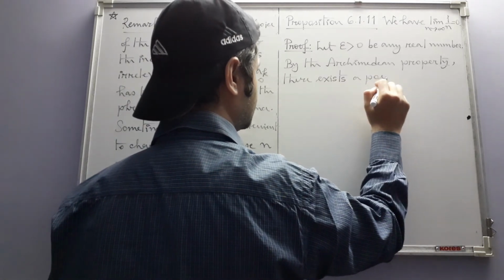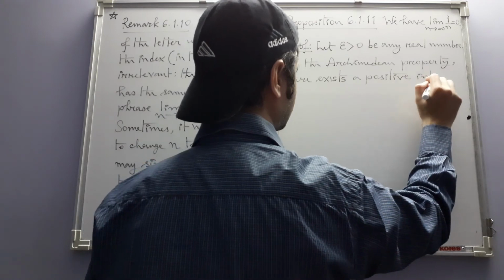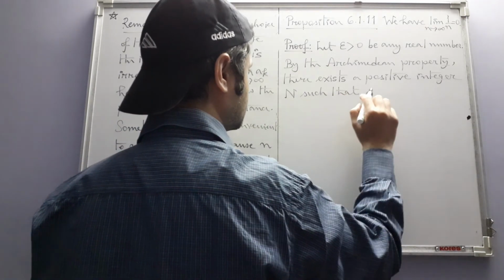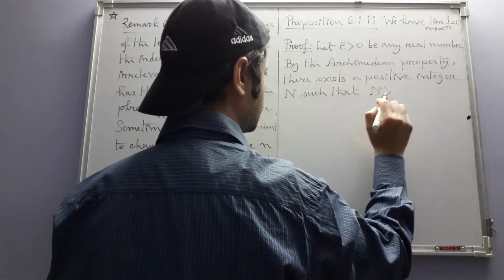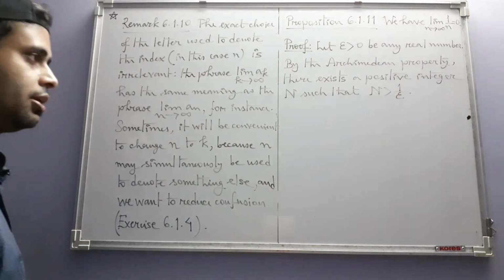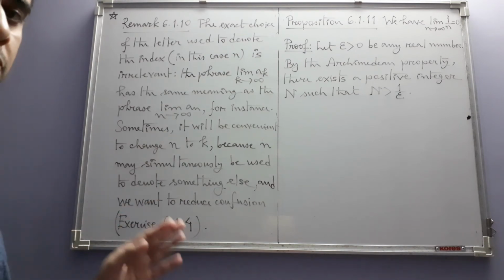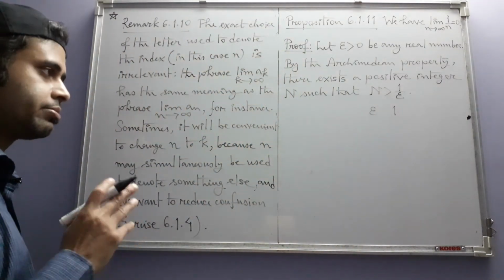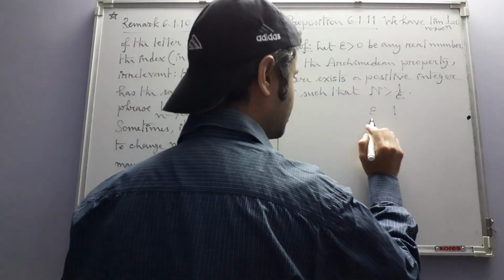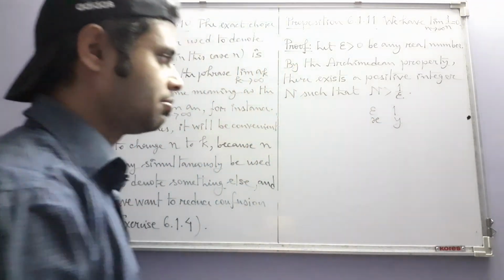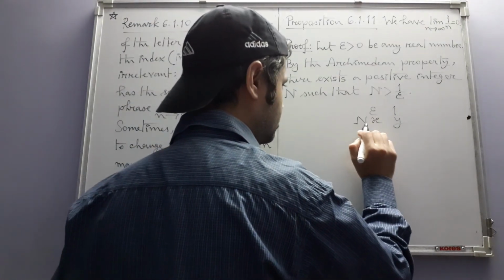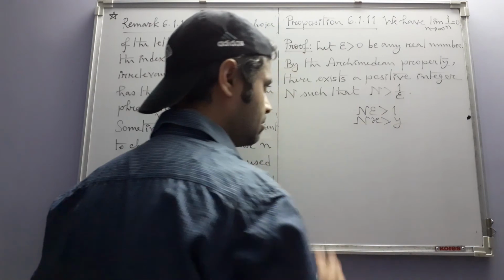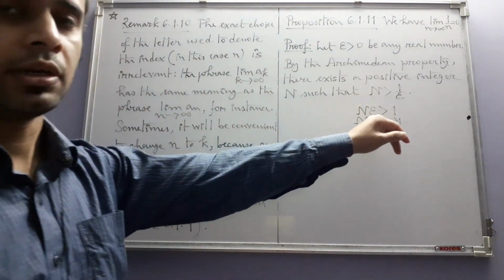there exists a positive integer n such that n is greater than 1 over epsilon. Actually, exactly how are we applying the Archimedean property here? Let us see. We have two real numbers, epsilon and 1, and in this case epsilon and 1 are both positive. So you can think of epsilon in place of x and 1 in place of y. So there is a positive integer n such that nx is greater than y. So like that we will get a positive integer n such that n epsilon is greater than 1. For such an n, n is greater than 1 by epsilon.